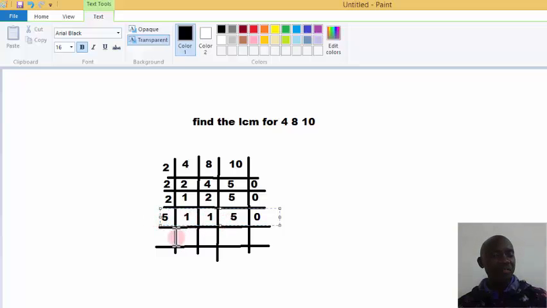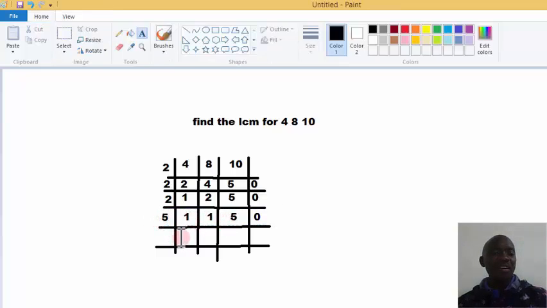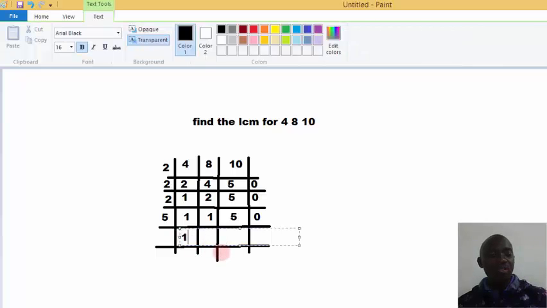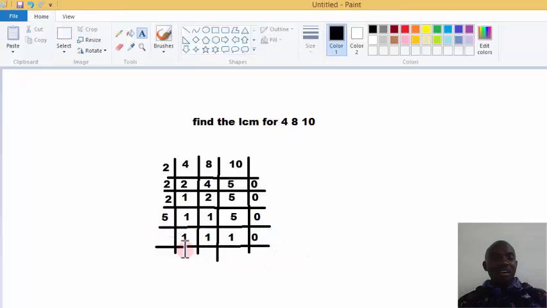Now you go here, and you say it is 1. 5 divided by 5 is 1, and the balance here is 0. In the end, when you reach the end like this, that's the ending. What we have to do next is get the answer. The simple answer would be here.